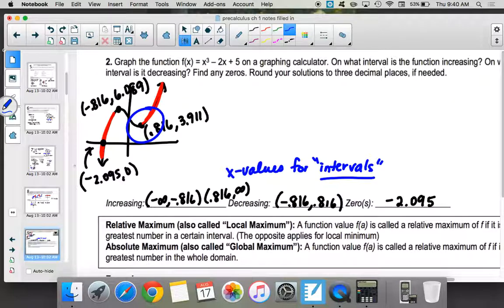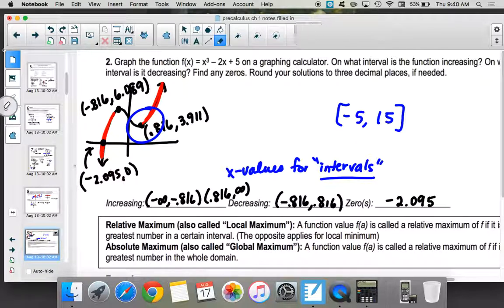Okay, global max, or we sometimes call absolute max. An absolute max is the highest point on the entire graph. Does this have an absolute max? No, because there is no highest point on the entire graph. It goes up forever and ever and ever. So we would say there's no absolute max. Is there an absolute min? No. What if I told you to only sketch the graph from negative 5 to 15? Would there be an absolute max? Yeah, because the graph would stop at a certain point. Does that make sense? Okay, so in a closed interval, there would have to be an absolute max.